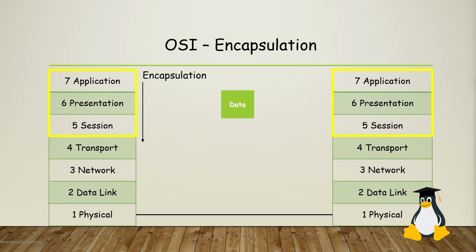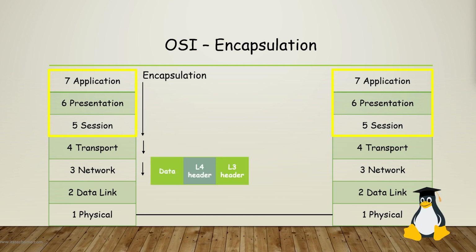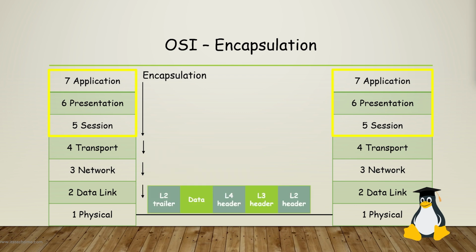Let's review where we are in the encapsulation process. The top 3 layers create data. Data is then moved to layer 4, the transport layer, where a layer 4 header is placed onto the data, and at this stage we now have a segment. The segment is then moved to the network layer, or layer 3, where a layer 3 header is then added to the layer 4 header. And at this stage our segment is now a packet. A packet is where we have data, a layer 4 header, and a layer 3 header. And then this packet is moved to layer 2, the data link layer, where a layer 2 header is added to the front and a layer 2 trailer is added to the back. So now we have a layer 2 trailer, data, layer 4 header, layer 3 header, and a layer 2 header. And this is at the layer 2 data link layer.